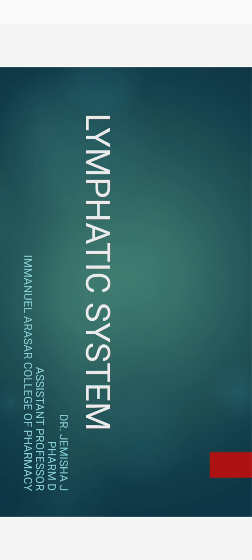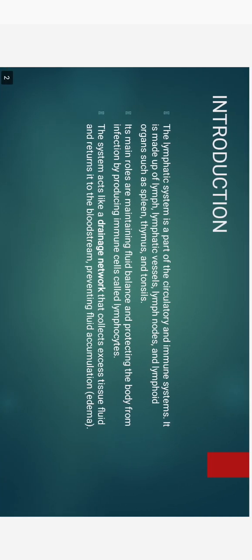Today we are going to discuss the lymphatic system. The lymphatic system is an important part of both the circulatory system and the immune system. It is made up of lymphatic vessels, lymph nodes, and lymphoid organs such as spleen, thymus, and tonsils. The main functions of the lymphatic system are to maintain fluid balance in the body and to protect the body from infections by producing immune cells called lymphocytes. The lymphatic system also acts like a drainage system that collects excess tissue fluid and returns it to the bloodstream, preventing swelling or edema.